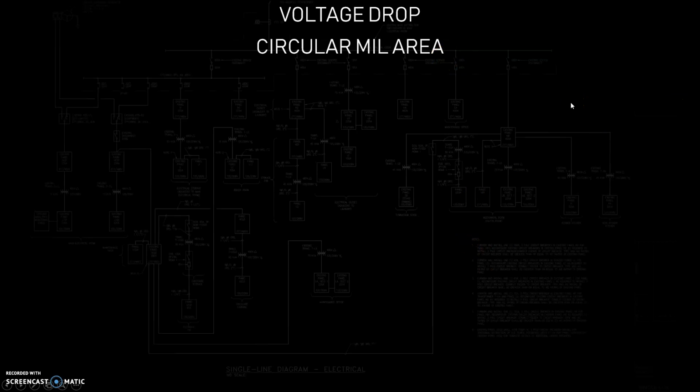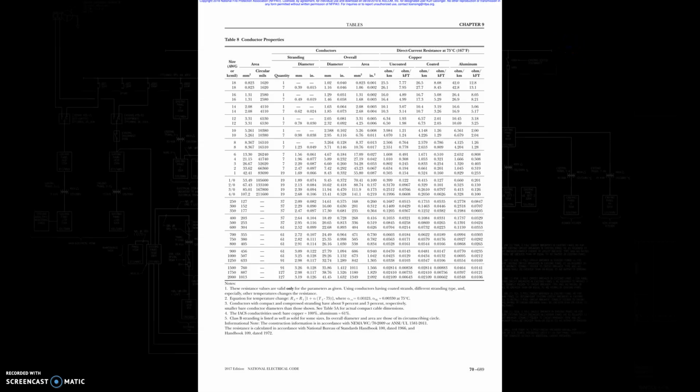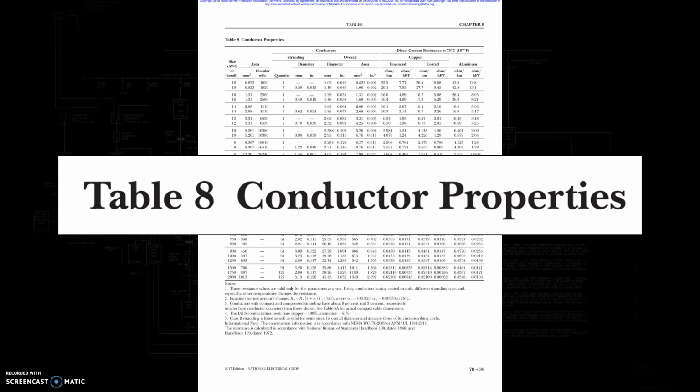So how do we figure voltage drop? Well, before we do that, we need to introduce a new term here, and that's circular mill area. We already talked about kcmil and a little bit on the table 310.15(B)(16), but we're really going to get into looking at that and talking about how we determine that. So a new table we need to look at here is going to be Table 8, conductor properties.